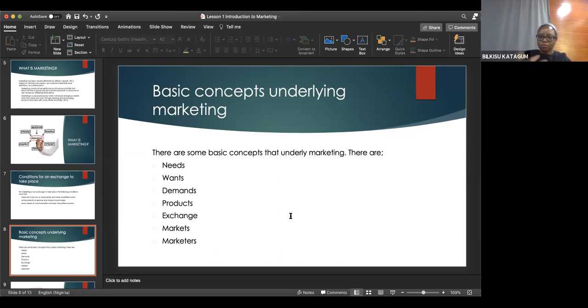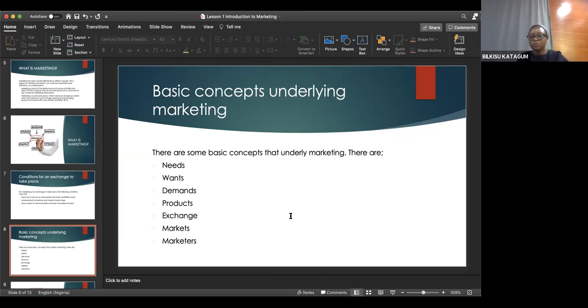So marketers go out of their way to make sure that their products are the best and for you, and then bring it out there, influence you, market it, advertise it for you to get it, so that you can buy from them. The next underlying concept is exchange. And exchange is trading.